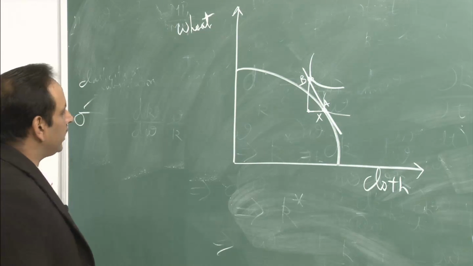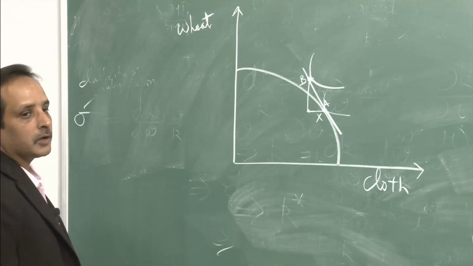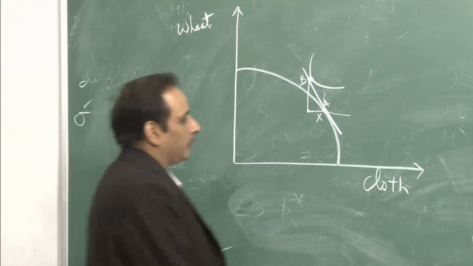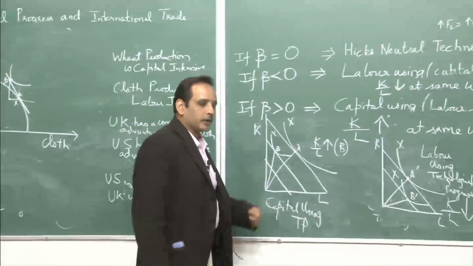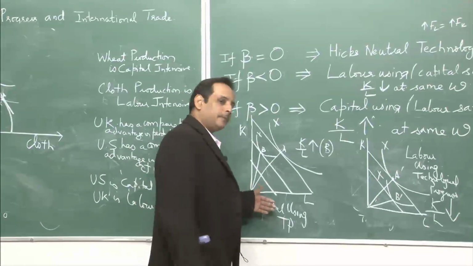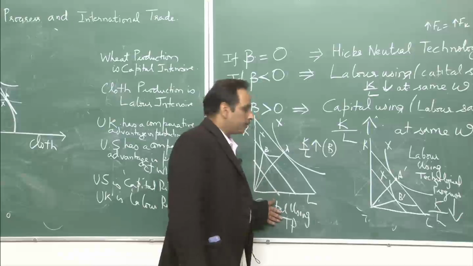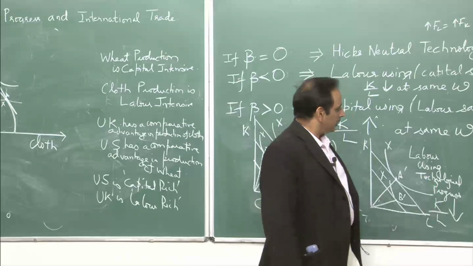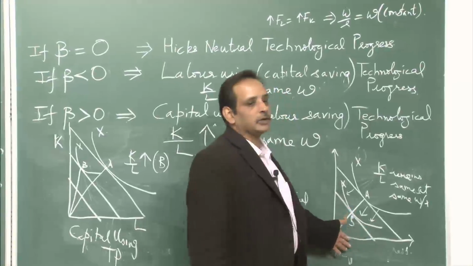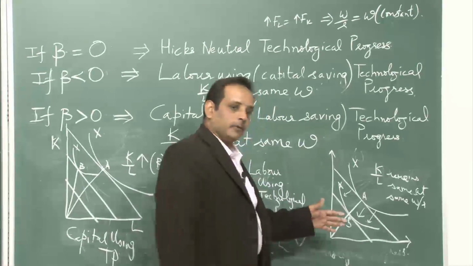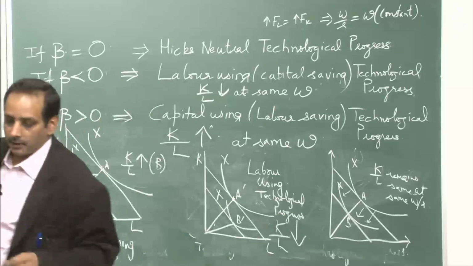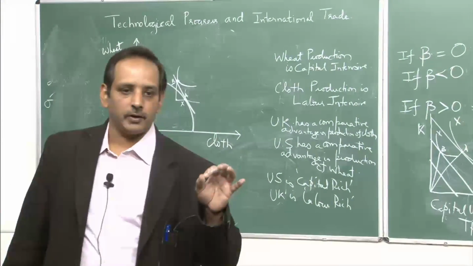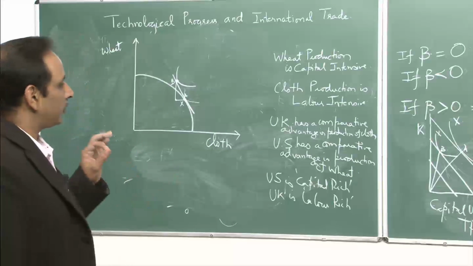Now assume that technological progress takes place. There can be three types of technological progress. One can be capital using technological progress, another can be labor using technological progress, and the third can be Hicks neutral technological progress. What is the feature of these three? In Hicks neutral technological progress, the increase in marginal productivity of labor is equal to the increase in marginal productivity of capital.